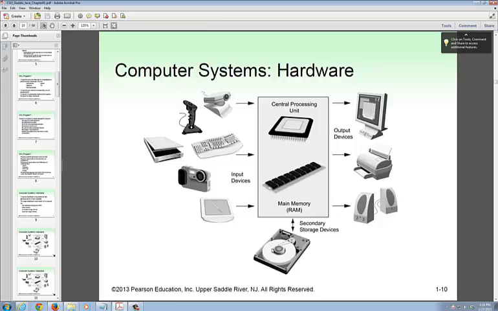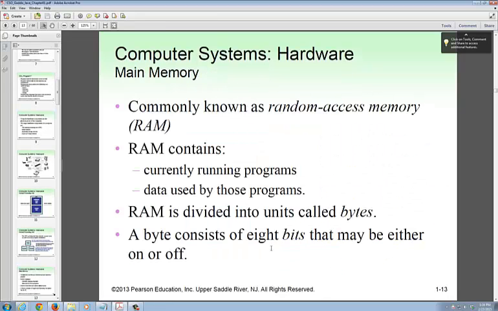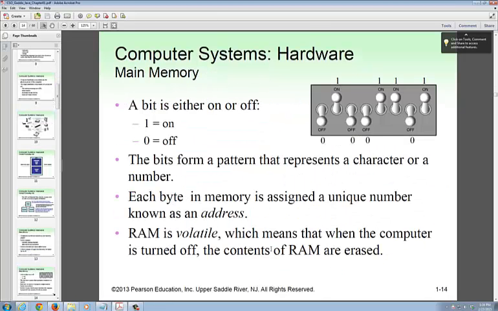But let's come down to this slide. This is where we left off. So what is a computer on and off? 1 is on, 0 is off. The key thing I want you to understand is that each byte of memory is assigned a unique number known as an address. This is a memory address.